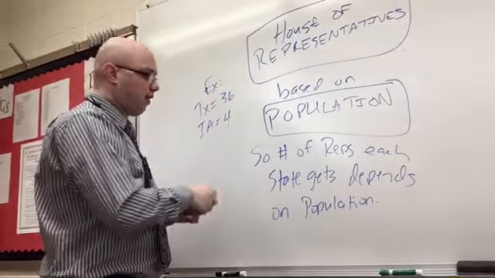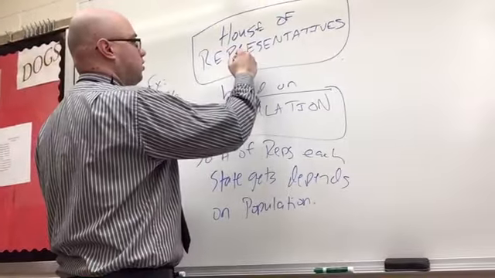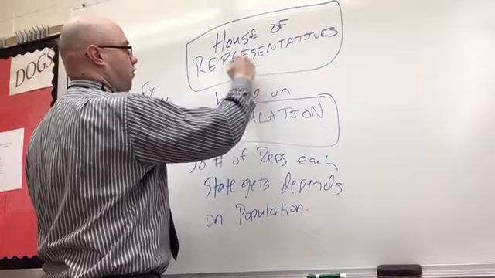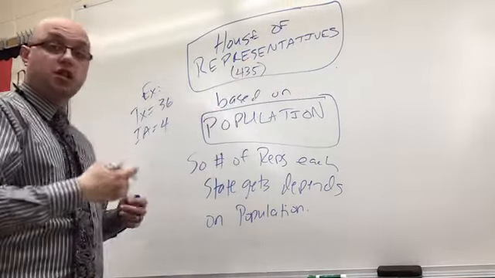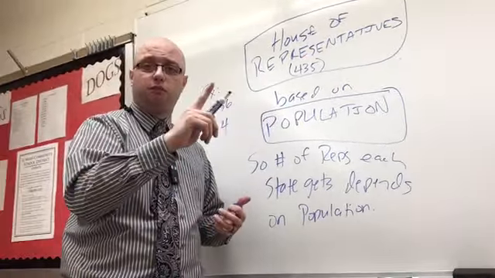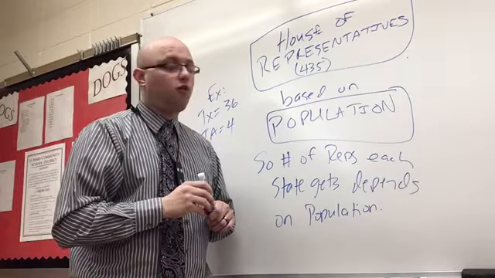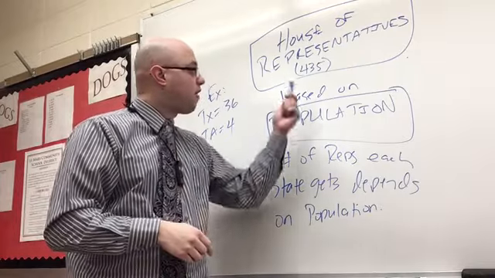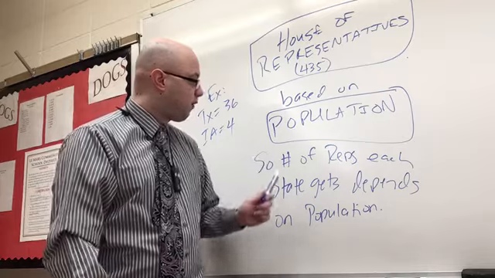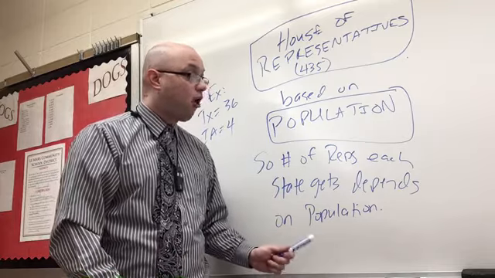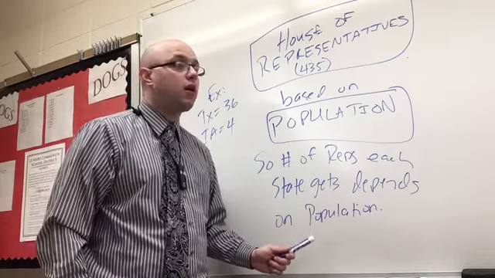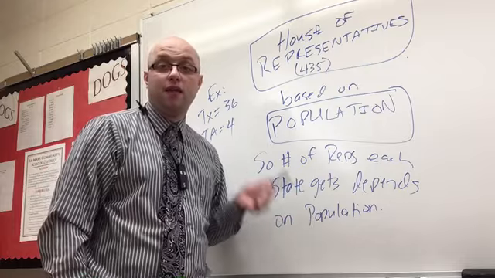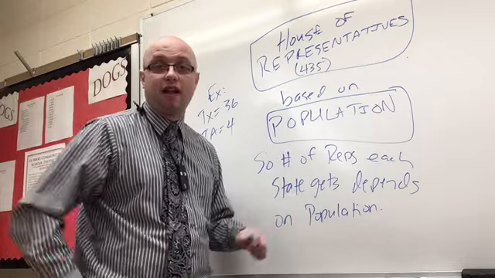So in the House of Representatives, you have 435 members. Okay, so we'll write that in here, 435. Each state is divided up into districts, one congressperson per district. So that's the way the House of Representatives works. It's based on population. The number of representatives each state gets depends on the population of the state. So the bigger states get more here. That's the key idea to remember. The bigger states get more.